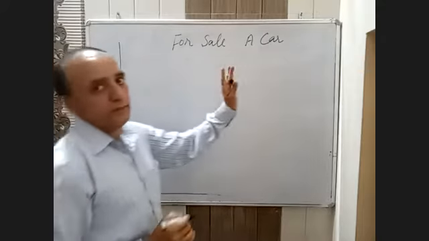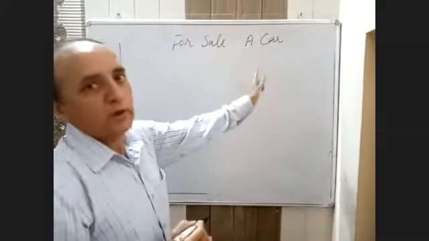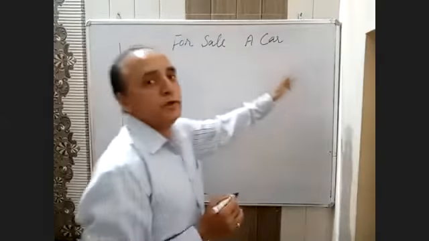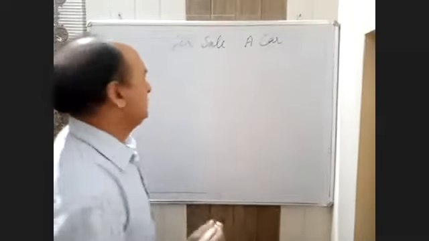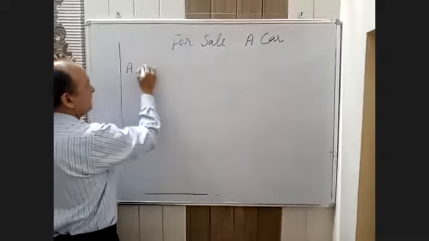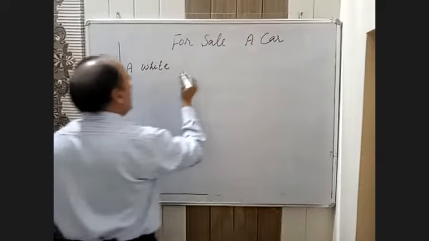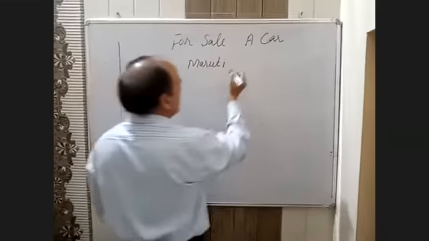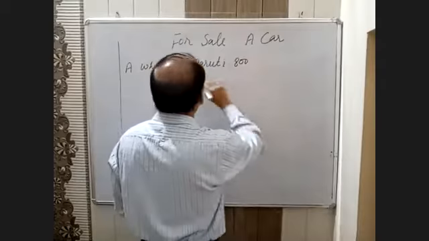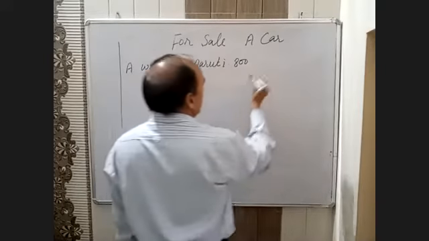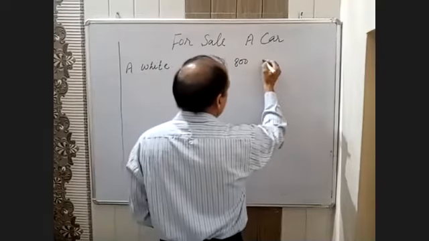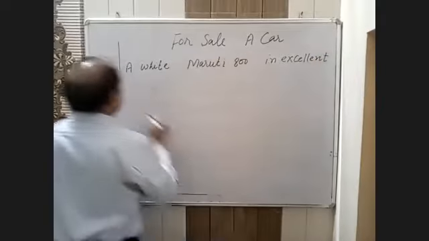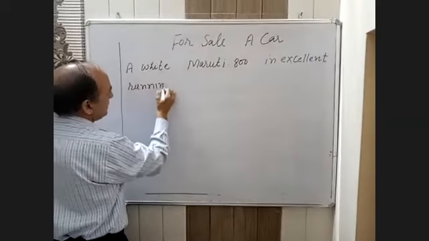For example, car: you have to write the make and model number, color, and how much mileage it has covered, and whether it is accident free or not, fully installed, music system fitted, and all this. Okay. Then you can write, for example, any car, Maruti 800 model. Make Maruti 800 in excellent running condition.